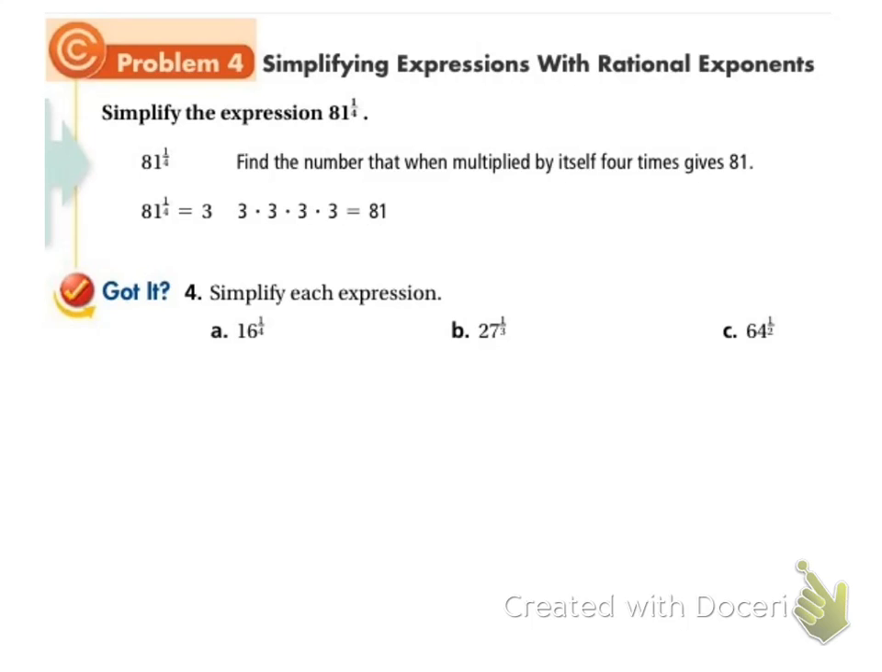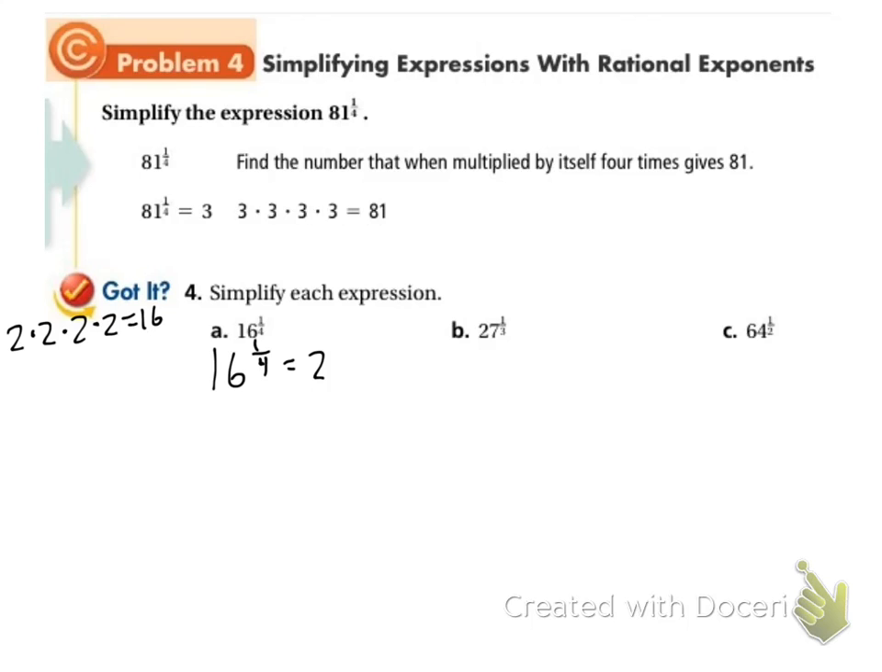So first, let's look at this. We got 16 to the 1/4. So your book wants you to think, what number can I multiply by itself 4 times? So a number times a number times a number times a number that will give me 16. So if you think, perhaps off to the side, that 2 times 2 times 2 times 2 gives you 16, then the answer to this would be 2.